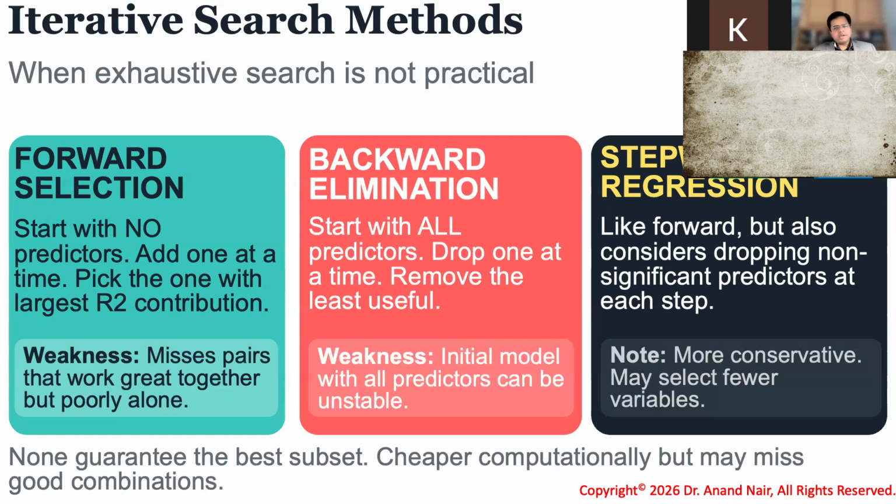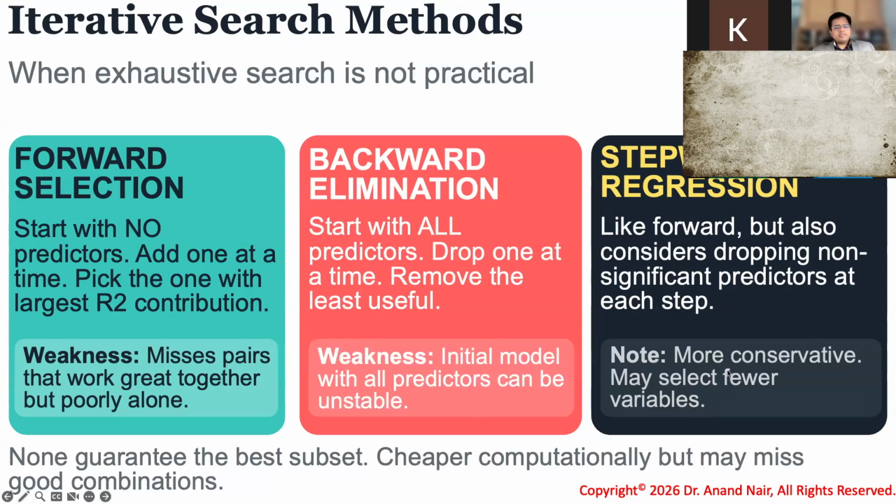The third one is stepwise regression, which basically is like forward, but also considers dropping non-significant predictors at each step. This is more conservative. So it's essentially trying to do both forward and sort of eliminating some of the variables when not needed. It combines both.